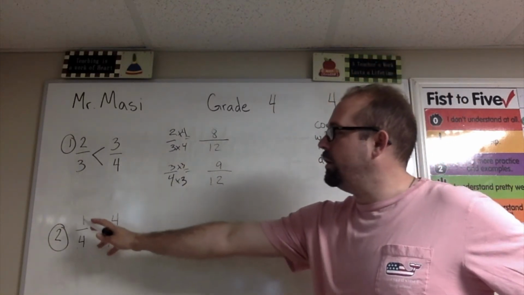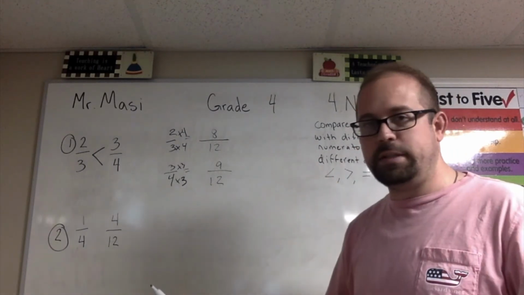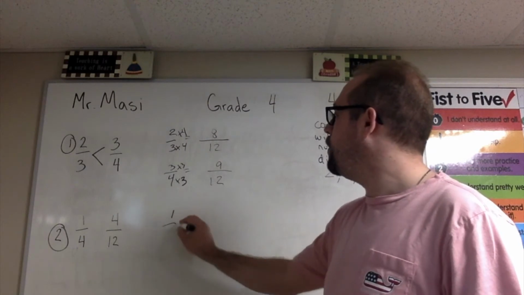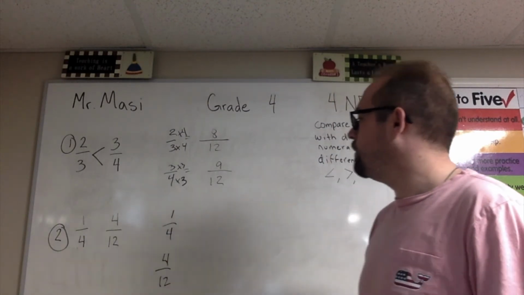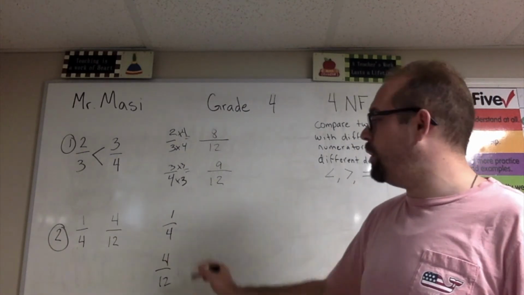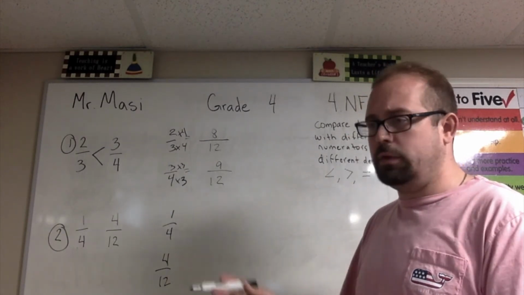Again, we see 1/4 and 4/12 do not have the same denominator. So I need to have the same denominator. 1/4 and 4/12. I can multiply these. I can multiply 12 times 4 or 4 times 12 and get the same.